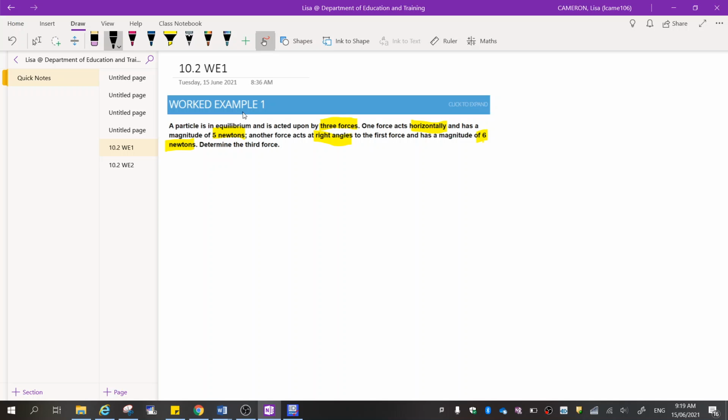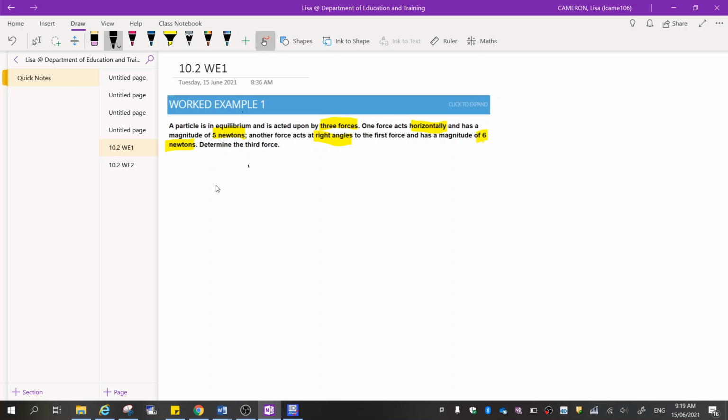So today we're going to be starting off with exercise 10.2, worked example 1. I'd like you to try to draw the diagram first, so if you could pause it now and have a go. Now, I've already highlighted the important information. A particle is in equilibrium that is acted upon by three forces.